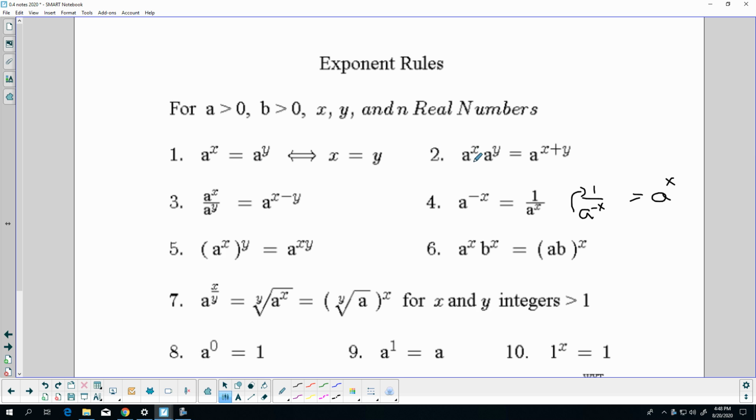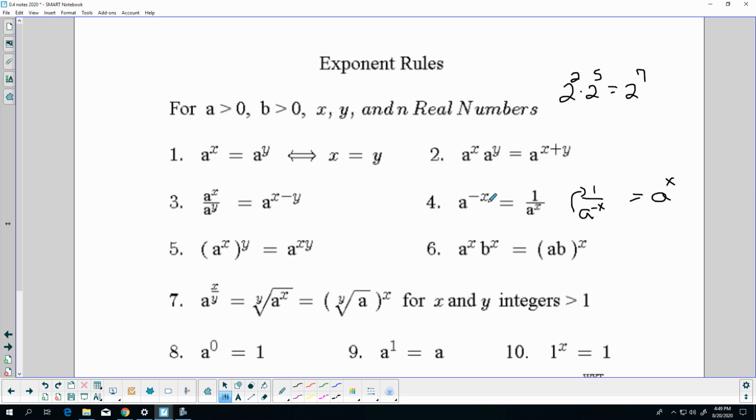On number 2, if you've got the same base and you're multiplying, you add the exponents. So that means 2 to the 2 times 2 to the 5 is 2 to the 7, because you add the exponents. If you are dividing, you're going to subtract the exponents.